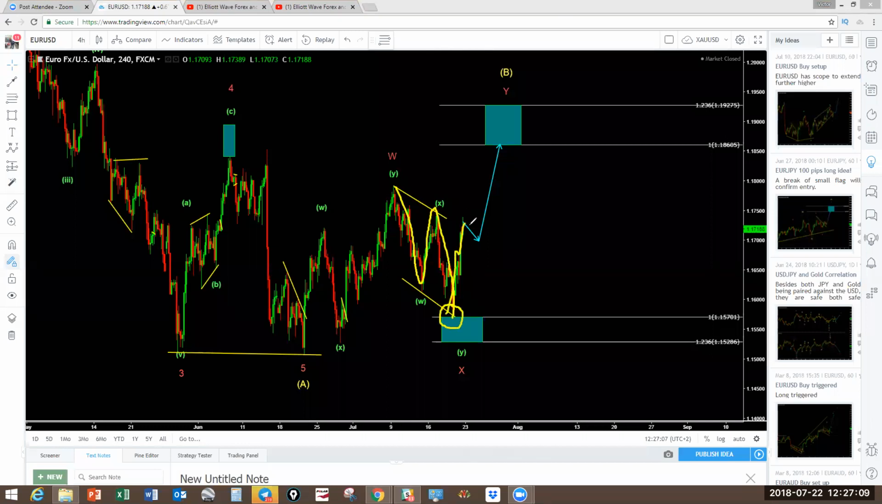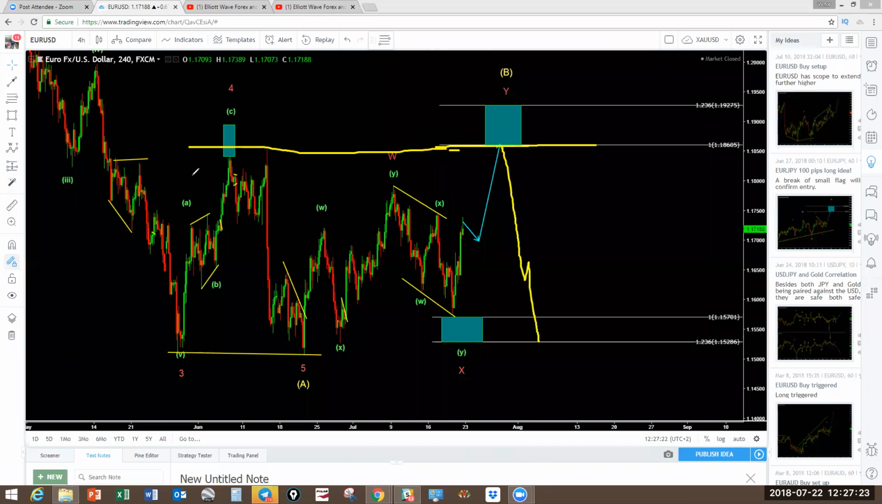Now, this is only a single wave. You want this to correct. Minimum, we want it to get to this level. And the nice thing about this level is that it is coinciding with this one here. And if it is coinciding with that one here, you may get a move similar to this one, to the downside. Okay, so let's watch. Blue box, we'll expect this to come down.